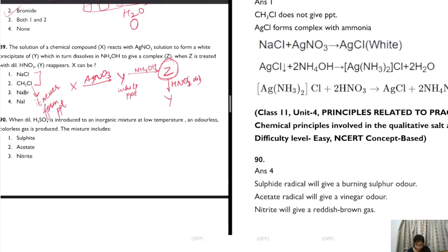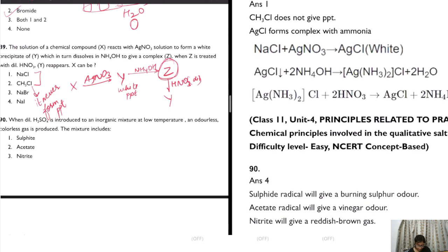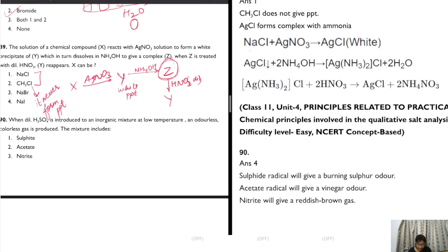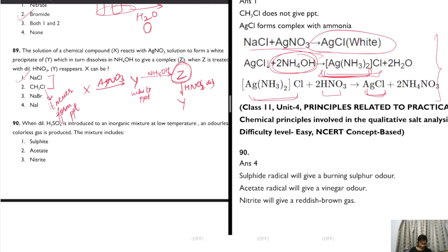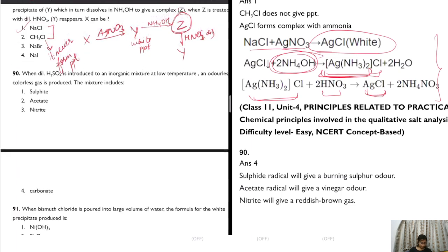Let's see the reaction first of all. We have NaCl and AgNO3, we get AgCl, which on reaction with NH4OH dissolves and forms this compound. This complex is formed, so that is why it is soluble. Then on reaction with HNO3, we again get AgCl. So these are the reactions taking place. Our answer would be NaCl. Let's see the next question.